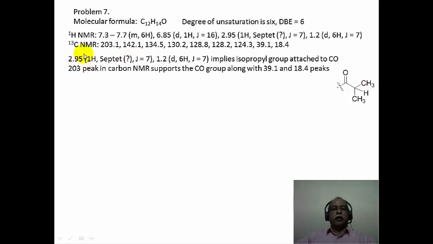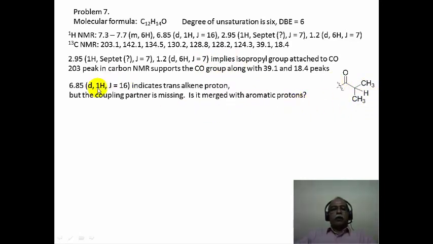The chemical shift value of 2.9 seems to indicate there is a carbonyl functional group, and that is corroborated with the carbon 13 spectrum, a peak appearing around 203 ppm, which suggests that there is a carbonyl functional group. The two gem dimethyl groups appear at 18.4, and this CH carbon appears around 39.1 in the carbon 13 NMR spectrum. So this data is consistent with an isopropyl ketone. Now 6.85 with 16 Hertz coupling is indicative of a trans alkene.